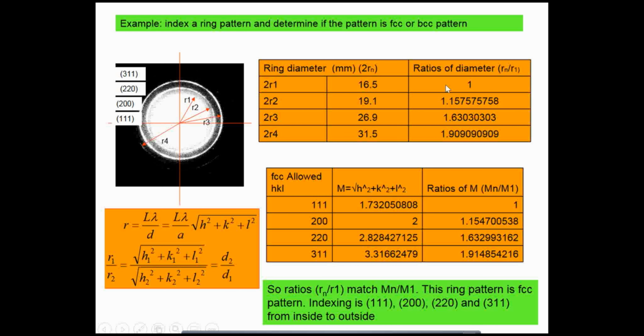So we can say that this is FCC with indices, the indices like 111 correspond to R1, 200 correspond to R2, 222 correspond to R3, and 311 correspond to R4. So that way we have indexed these rings.